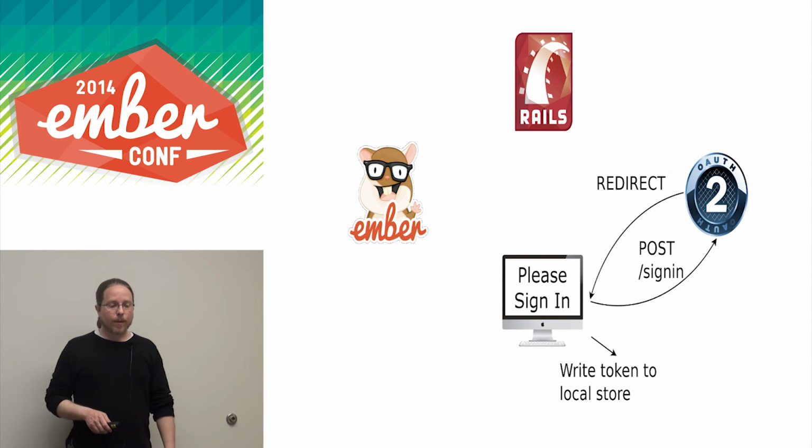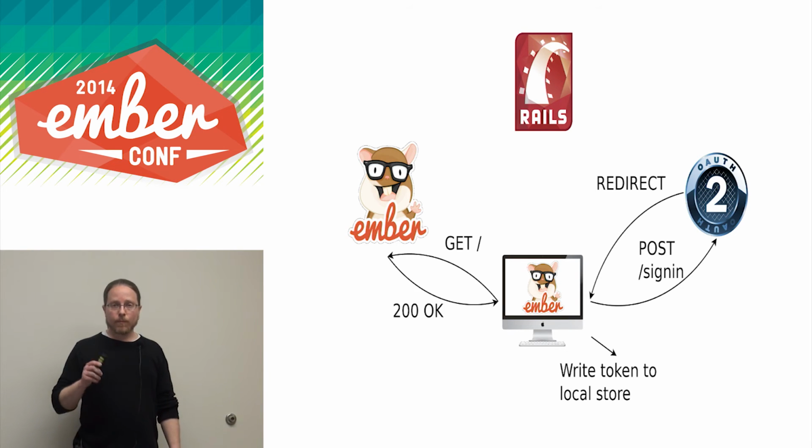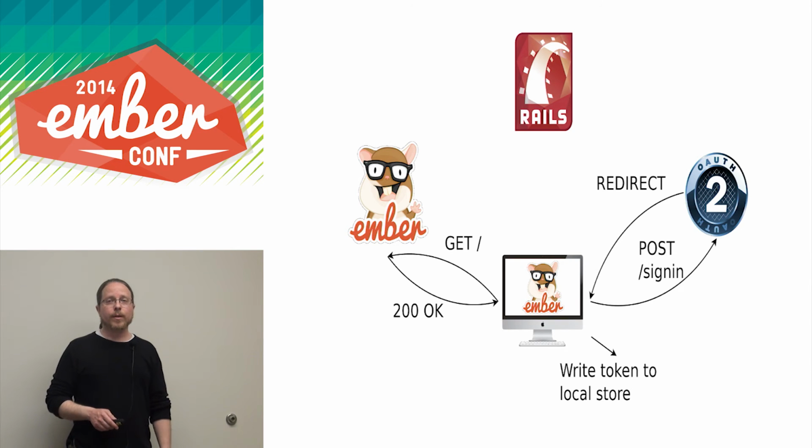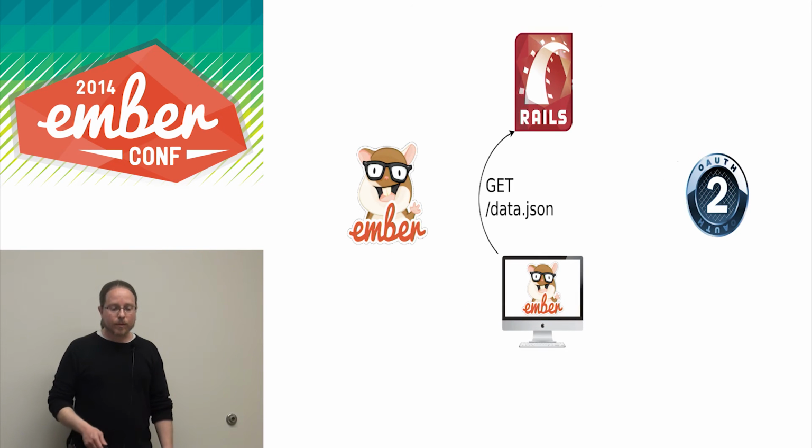The browser is going to follow that redirect, end up back at the Ember app. It's going to load into the browser and start working. At this point, the Ember app, when it looks to find an authentication token in the local store, it'll find it. And at that point, it can send a GET to the API service to retrieve some data.